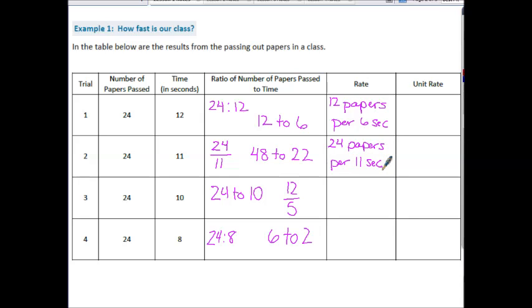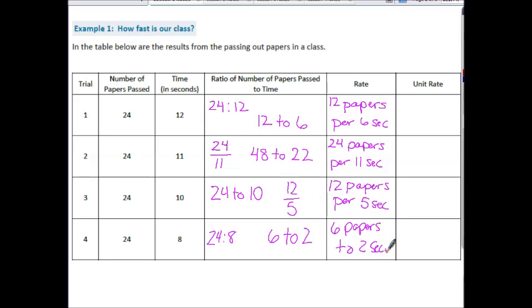In the next one, we could use the 12/5, so this would be 12 papers per 5 seconds. And the last one, let's use the 6/2, so this would be 6 papers to 2 seconds.